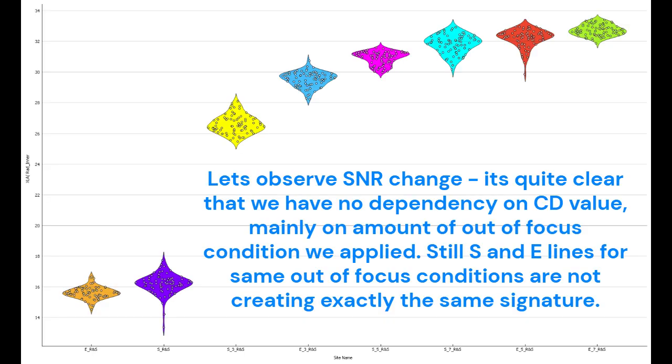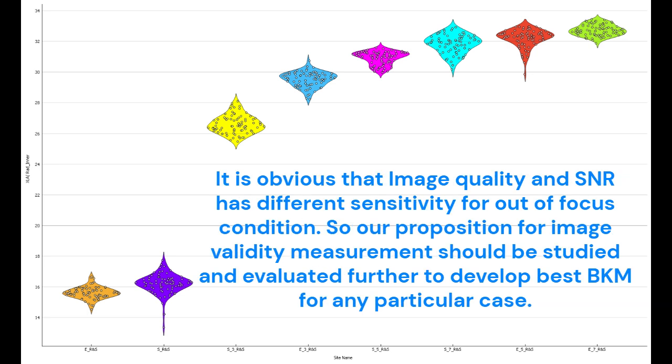Let's observe SNR change. It's quite clear that we have no dependency on CD value, mainly on the amount of out-of-focus condition we applied. Still, S and E lines for the same out-of-focus conditions are not creating exactly the same signature. It is obvious that image quality and SNR have different sensitivity to out-of-focus condition.